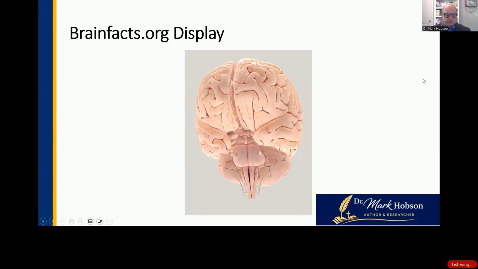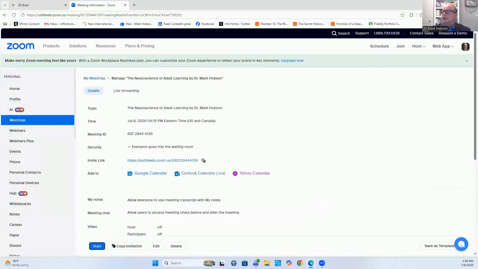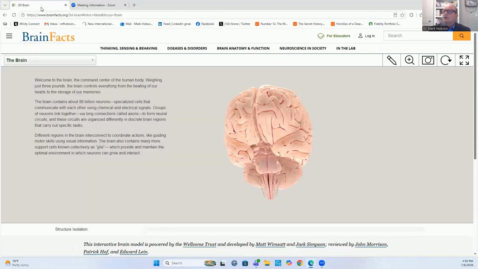I'm going to stop this display and I'm going to go to our 3D brain. I absolutely love this website and it is free, although I make donations to it. It's a nonprofit. So first, we see the brain and we can move our cursor over any part of the brain and it will tell us what we're seeing and explain it in more detail.